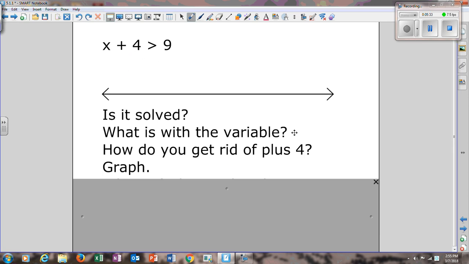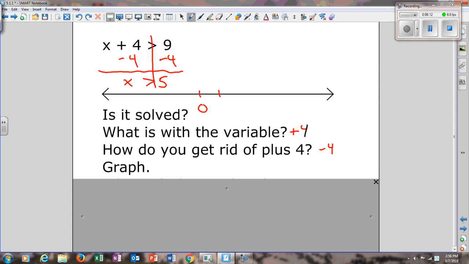So what is with the variable? It's a plus 4. How do we get rid of a plus 4? We subtract 4 from both sides. Remember, whatever you do to one side, you do to the other side. You can draw your line in there to show that this is where it crosses over. This gives you x is greater than 5. So all we did was subtract 4 from both sides. You get x is greater than 5. Now we can graph that.